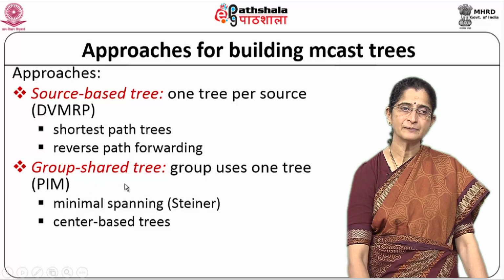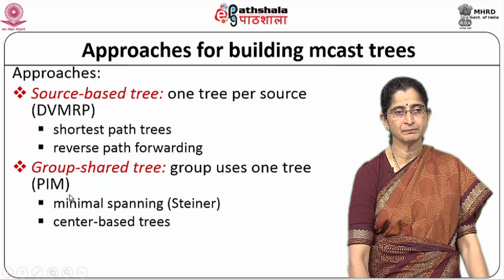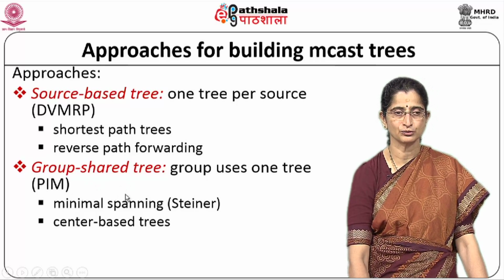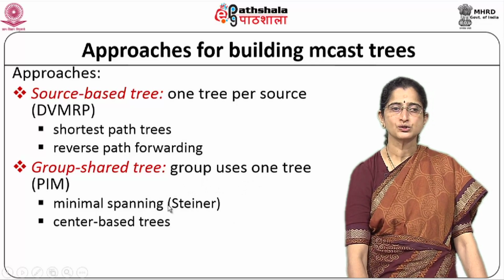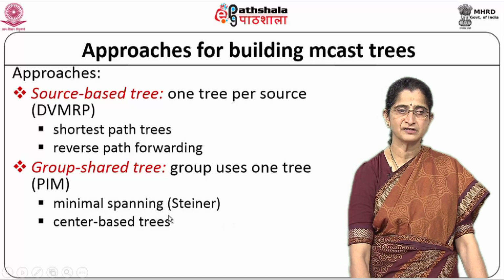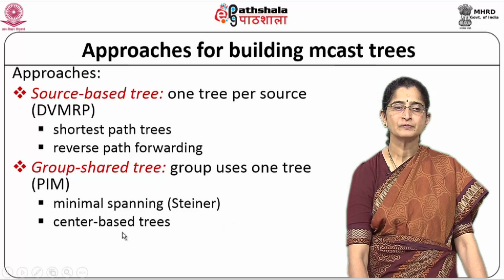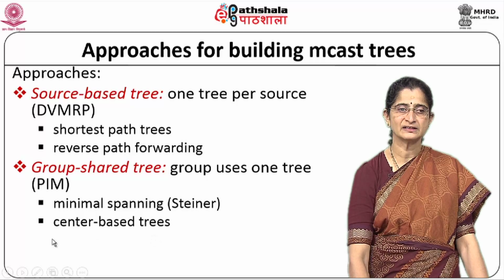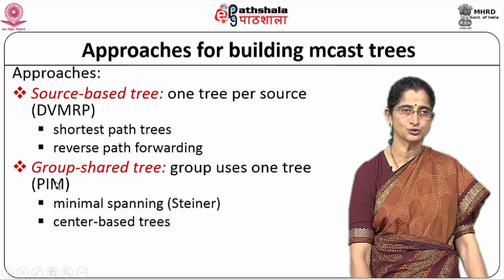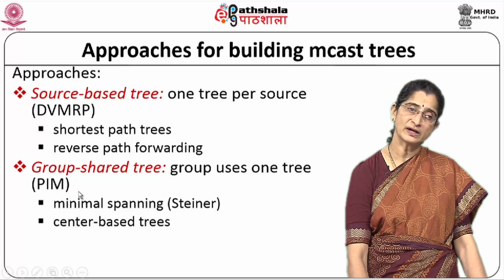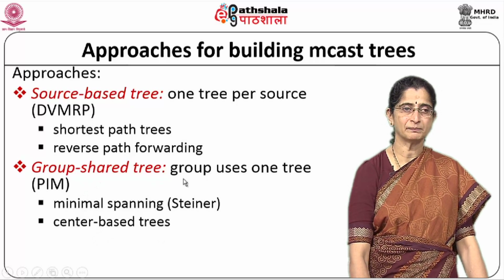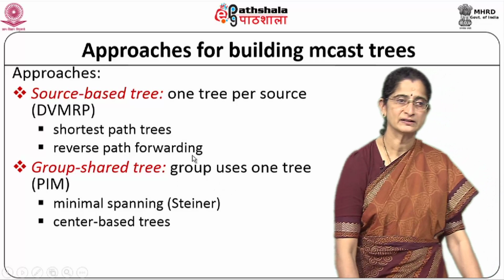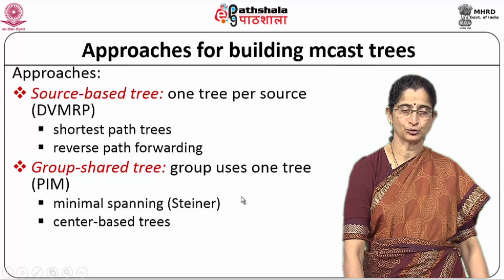In the group shared tree, which is used in the PIM protocol, the protocol independent multicasting protocol, the entire group uses one tree. This may be either a minimal spanning tree constructed using a Steiner tree, or it could be a center based tree. You will find that actually it is a center based tree. In fact, PIM has two modes of operation, one in which it uses a source based tree and one in which it uses a group shared tree. We will look at PIM later. We will look at this DVMRP protocol.